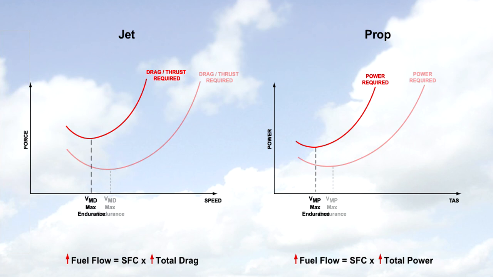For a propeller aeroplane, it is much the same. With gear and flaps deployed, more power is required. Therefore, fuel flow increases and endurance decreases, but also the speed for best endurance, VMP, is lower. Fuel flow in the landing configuration can increase by 150% compared to a clean configuration, so it is important not to deploy gear or flaps too early and unnecessarily increase the fuel costs for the flight.